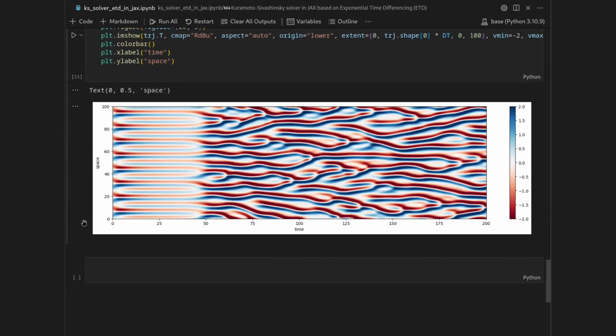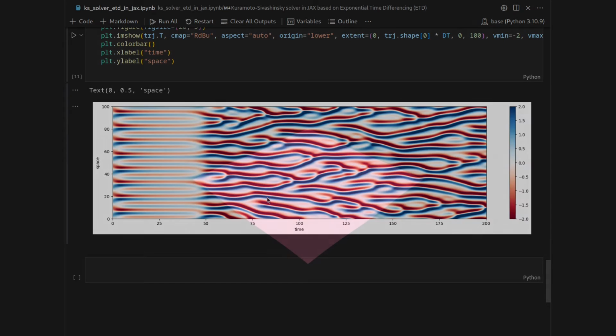Then we can roll out the solver to produce these very interesting and rich chaotic dynamics that the KS equation is known for. Let's get started.